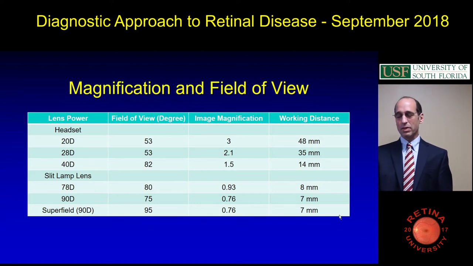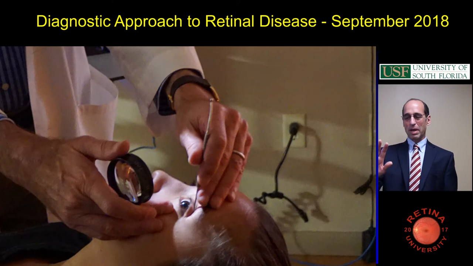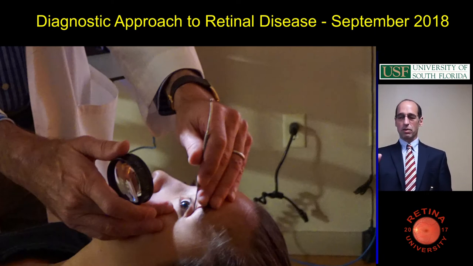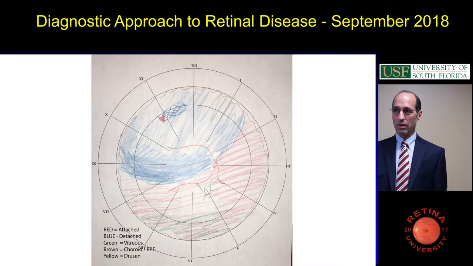Because I was checking this before I gave the lecture, I tend to hold the lens, put my pinky finger on their eye, and hold the lens about that far away. And that usually gives me a good view. So that's all for ophthalmoscopy. Any more questions for that?